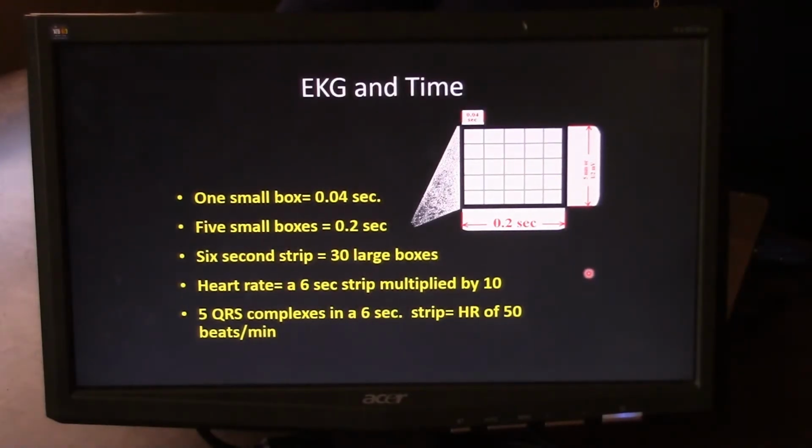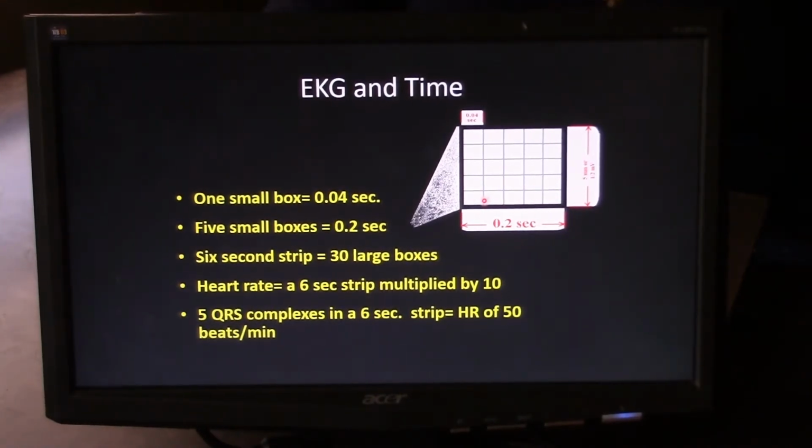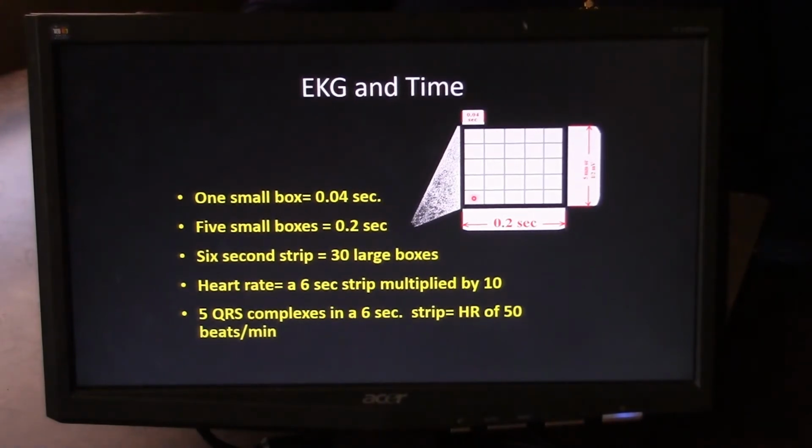When we look at the EKG paper, you'll notice that there's teeny weeny boxes, and then there are 5 teeny boxes that make one large box, and you'll notice that with the larger, darker lines. They represent time. And each small box here is 0.04 seconds. 5 of these, 5 times 0.04 is 0.2 seconds in time.